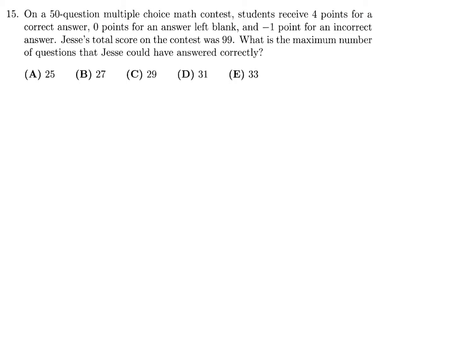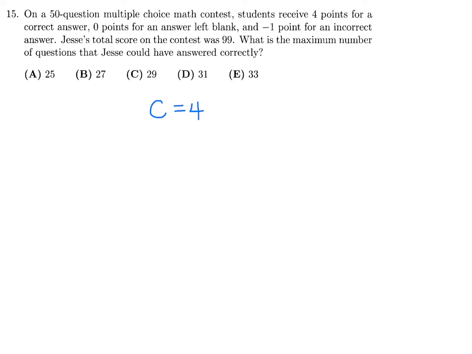On a 50-question multiple choice math contest, students receive 4 points for a correct answer, 0 points for an answer left blank, and negative 1 point for an incorrect answer. Jesse's total score on the contest was 99. What is the maximum number of questions that Jesse could have answered correctly?